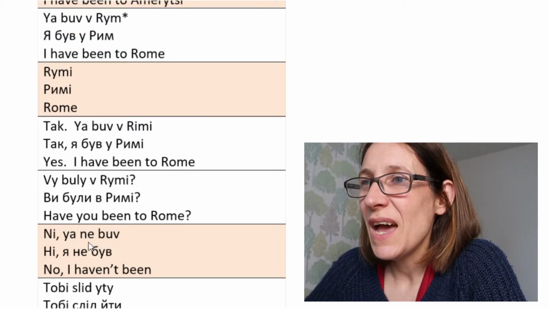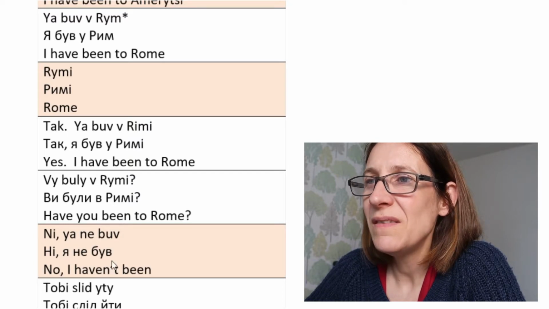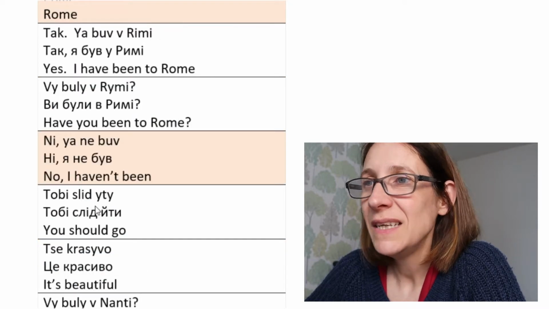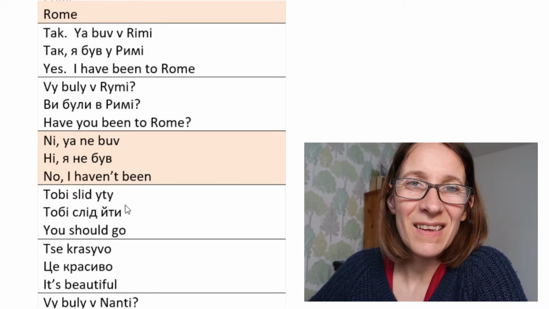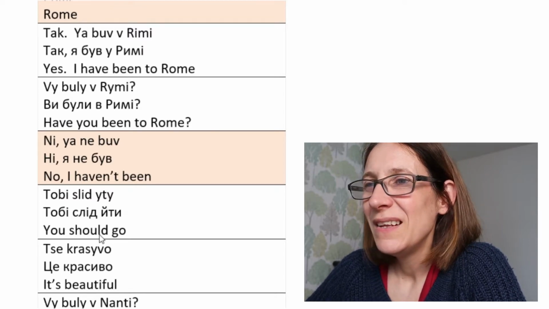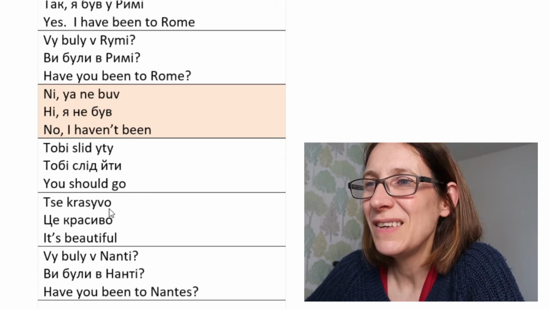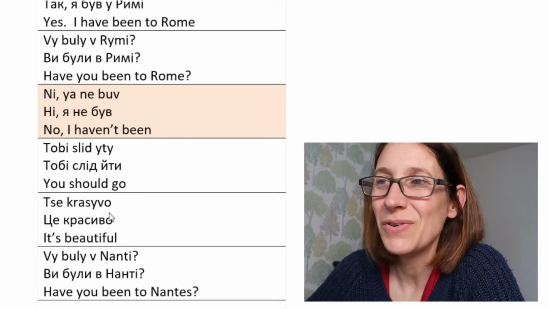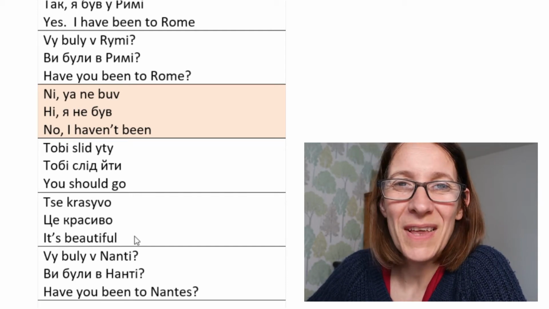Nice sound. Tobi slidjiti. You should go. Tobi slidjiti. One of the things I didn't get was a lot of intonation. Never mind. You can do that. Це красиво. Great, that's a great sentence. It's beautiful. You can use that for lots of things.